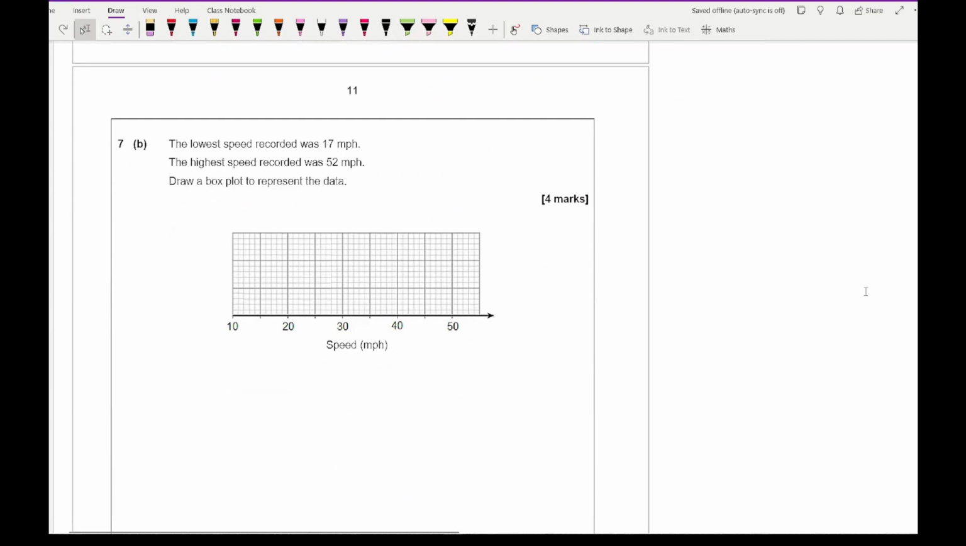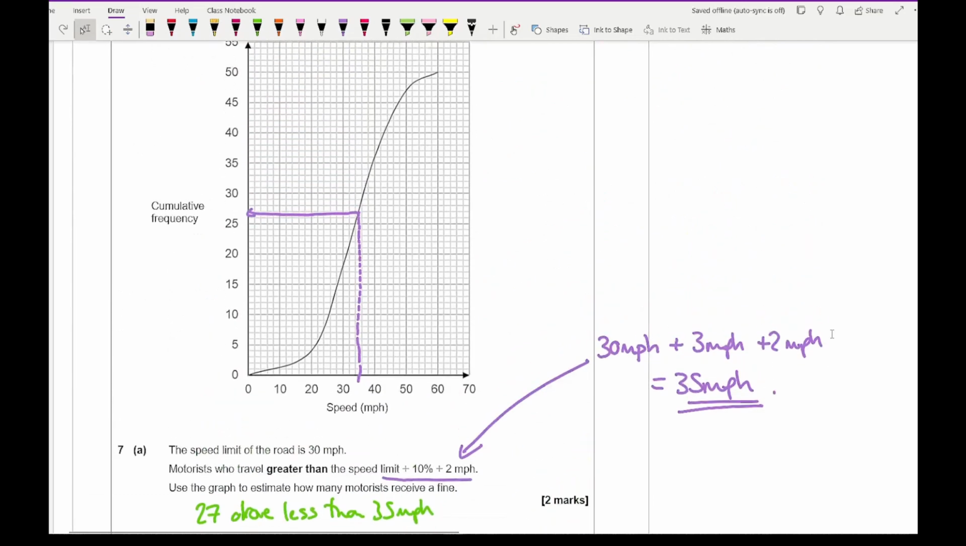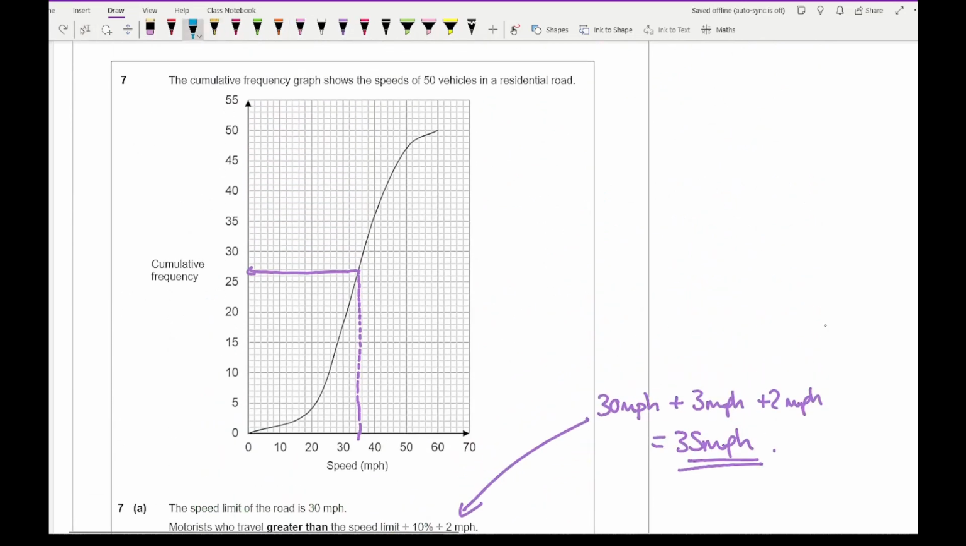We then move on to 7b, which says the lowest recorded speed was 17, the highest speed was 52. Draw a box plot to represent the data. Well, if the lowest speed was 17, then that's going to go there. The highest speed was 52, so that's going to go there. And then I need to work out the upper and the lower quartile. So from this, we've got 50, so the median is going to be at 25. The lower quartile is going to be at half of that, which is 12.5, and the upper quartile is going to be at 37.5.